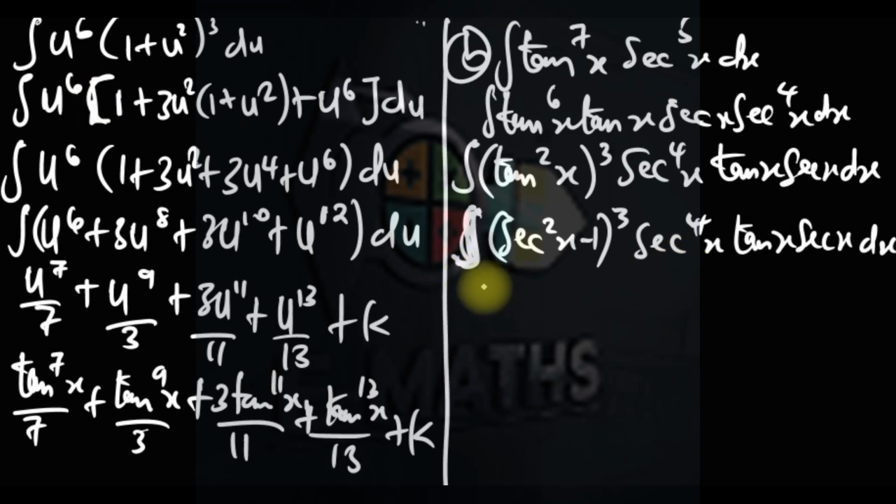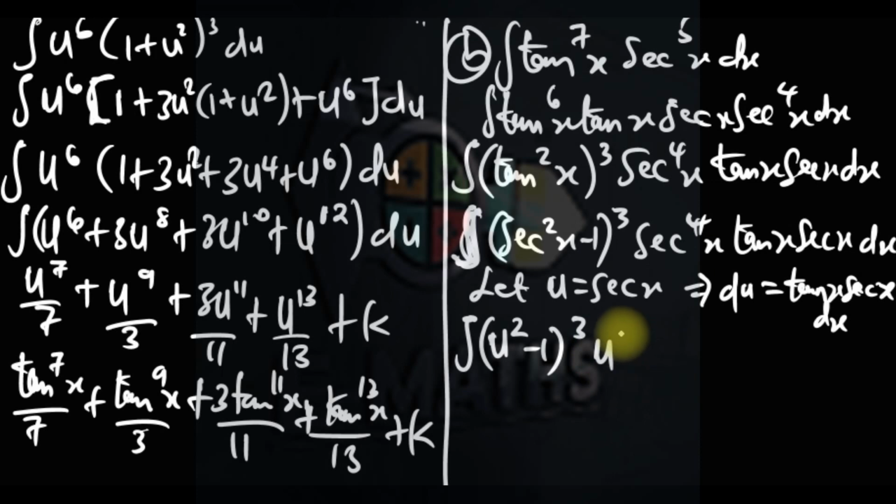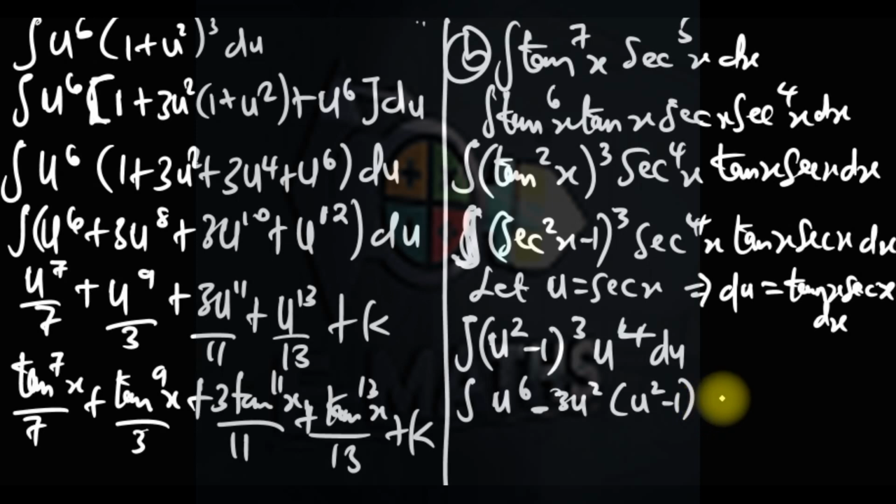So now from this, it's easy for us to let u be sec. If you now differentiate sec, we have tan sec tan x dx. So we now have the integral of u squared minus 1 raised to power 3 times u raised to power 4 du. And if we expand this, this is u raised to power 6 minus 3u raised to power 2, or in u squared minus 1, minus 1, so times u raised to power 4 du.